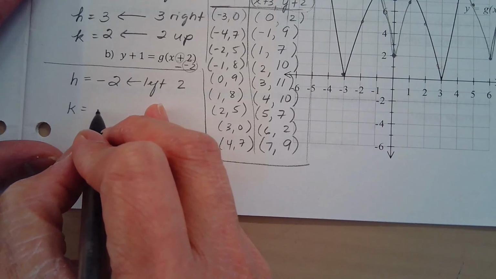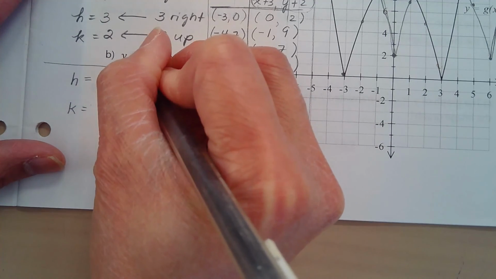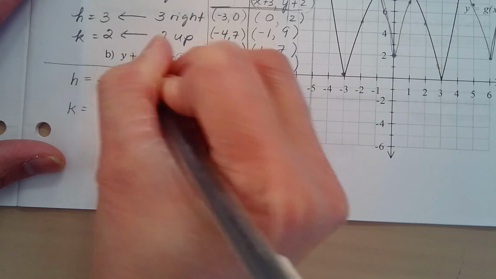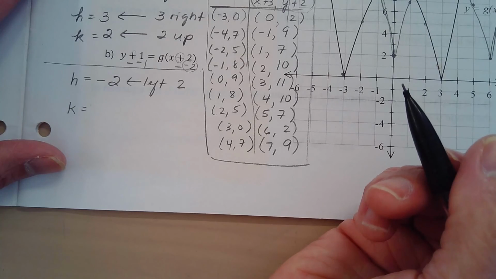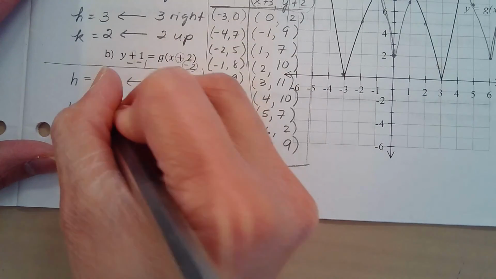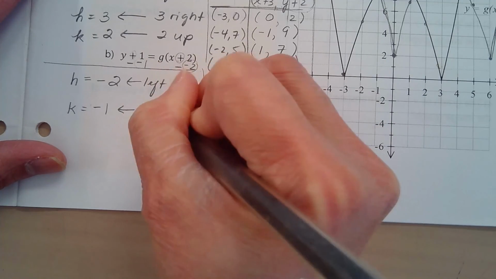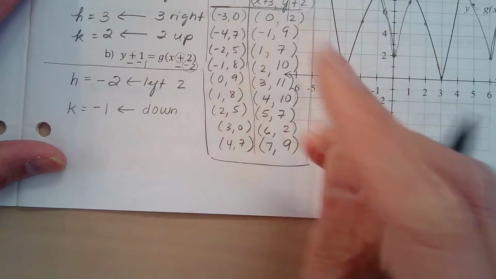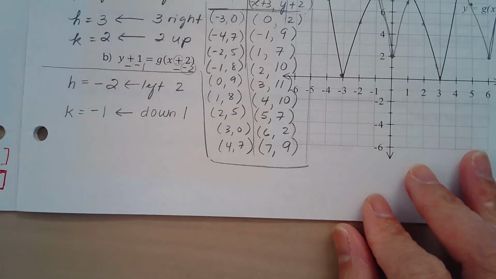What about the k? What's the k value? How did they get a plus 1 there? It's going to be minus negative 1. So what's the k? It's a minus 1. And what does that mean? Down. k is down 1. Okay?